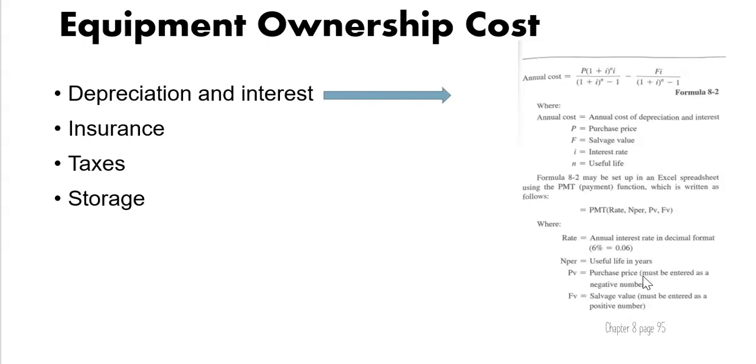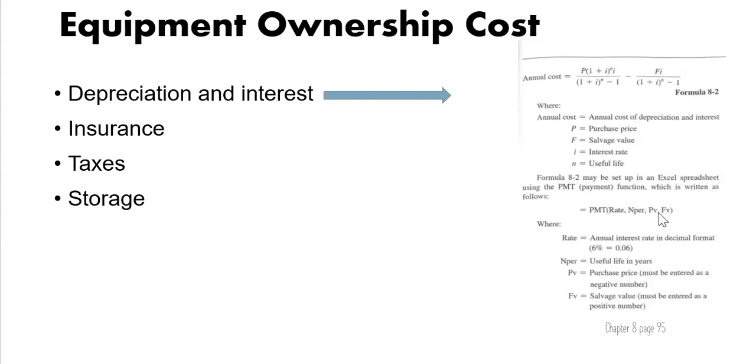So PMT stands for payment, rate is the annual interest rate in decimal format, NPER is the useful life in years, PV is the purchase price, and FV is the salvage value. Just for your information, if you see such a function in future, just know that that's what you use to calculate the payment function for an operation, for the ownership cost of the equipment.